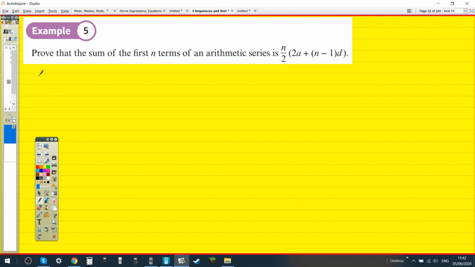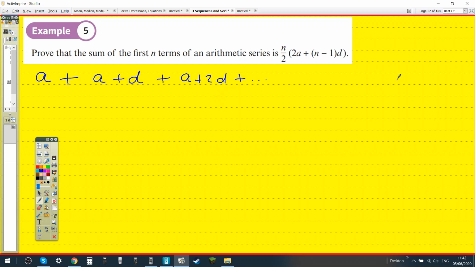What is the first term? 1. In general, algebraically, we'll say A. What is, in terms of algebra, the second term? A plus D. Oh, of course. Well, not of course, it's tricky stuff. Next one, A plus 2D, plus dot dot dot. Any idea what the last term will be? A plus 98D, 99D.